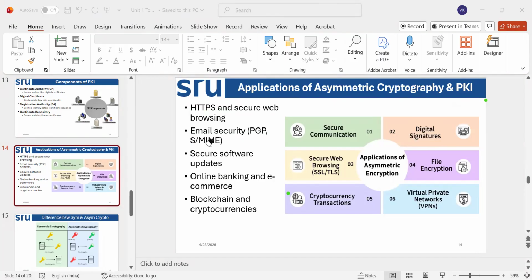Where these kinds of securities are there. Then other applications are secure software updates, online banking and e-commerce, and blockchain cryptocurrency. Anyone can work on those applications: secure communication, digital signatures, secure web browsing, file encryption, cryptocurrency transactions, virtual private networks, right? Those are a few important applications of asymmetric cryptography.